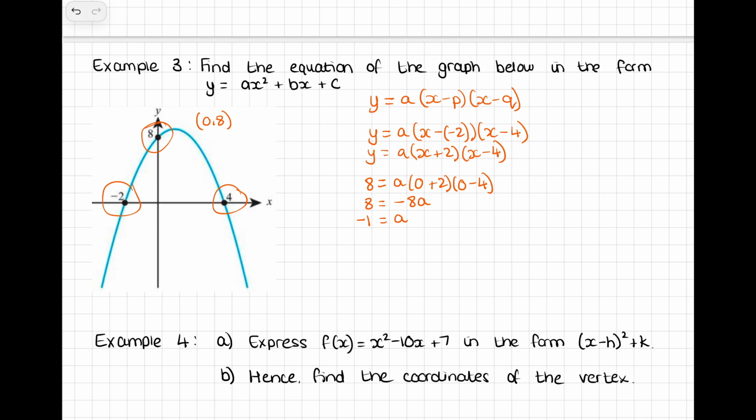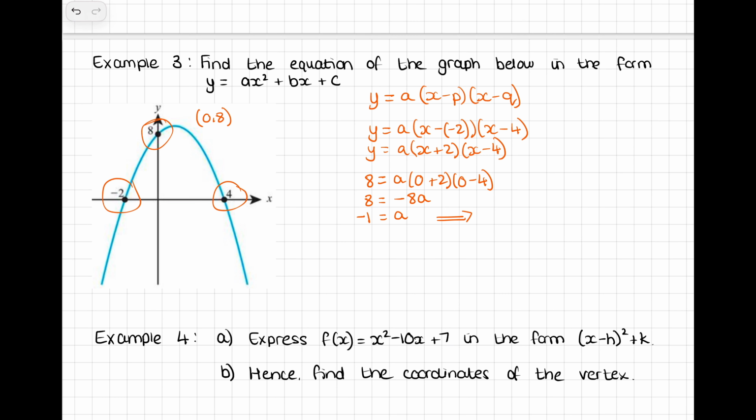Now I have that bit of information, we can sub that into the equation and we'll end up with y equals negative (x plus 2)(x minus 4). Now in the question we've been asked to put it in the form y equals ax squared plus bx plus c, so now I just need to expand my brackets here. In doing that, I will end up with negative of x squared minus 2x minus 8. Multiply that negative into the bracket and we'll get negative x squared plus 2x plus 8. And there we have our equation.